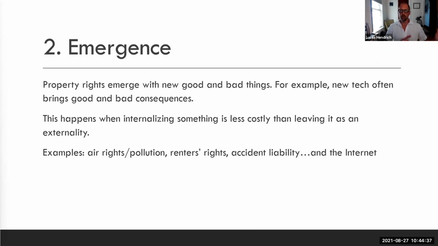So that concludes the first part where we get the concept. And again, the main takeaway there is that the right seeks to internalize an externality. Now we're going to talk about how this came about, the emergence. Emergence is the word that Demsetz uses.